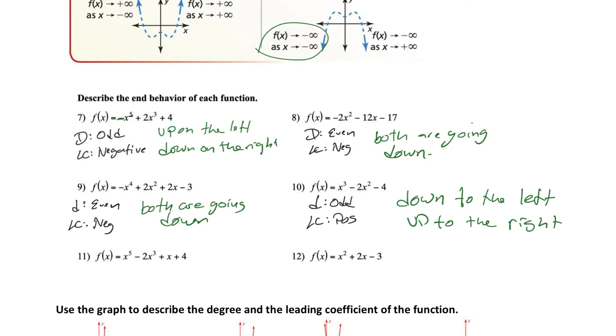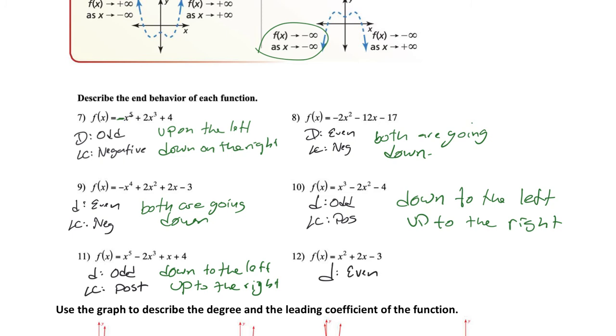Again, on number 11, degree is odd. Leading coefficient is positive. So again, it's going to go down to the left, up to the right. On number 12, degree is even. Leading coefficient is positive. So both are going up.